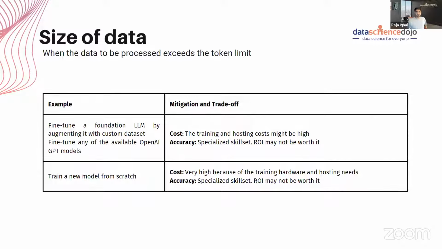So now, the other thing is, if you're trying to deal with the size of data, when the data to be processed exceeds the token limit, you can actually fine-tune a model as well.